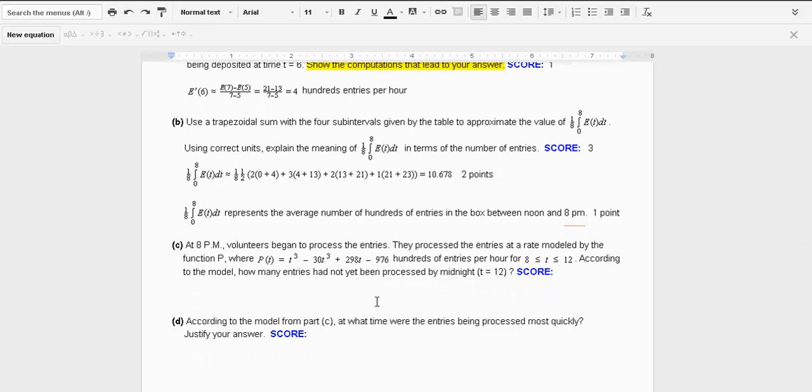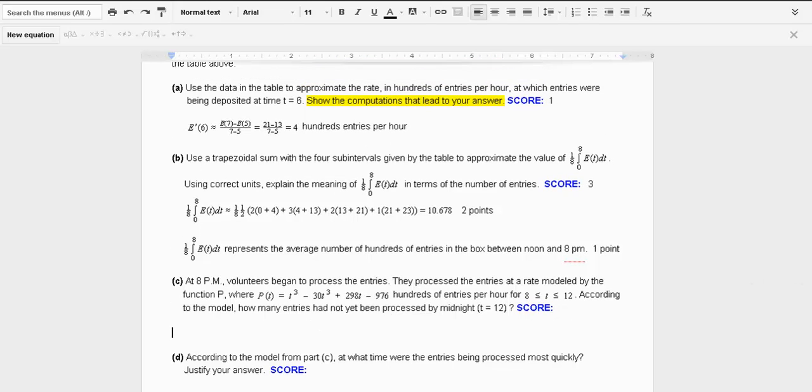And C, they're giving you another function, and it says that now you're processing the entries, and it's modeled by the function p of t, and it's between 8 p.m. or 8 and 12. So it's asking you how many entries had not yet been processed by midnight. So what you have to figure out is how many have you processed already. So you could say number of entries processed from 8 p.m. to 12 p.m. or midnight.